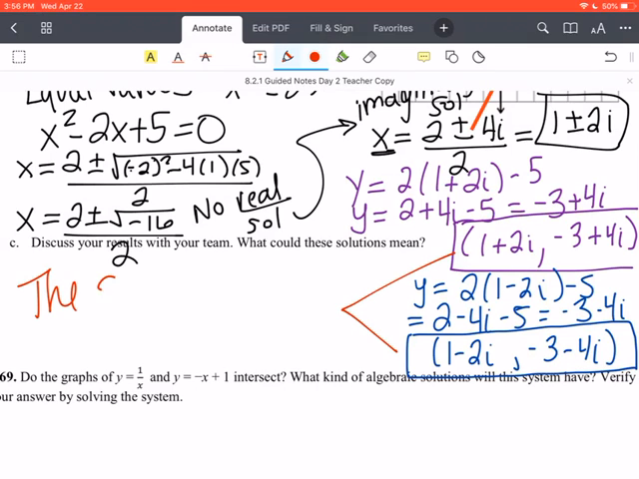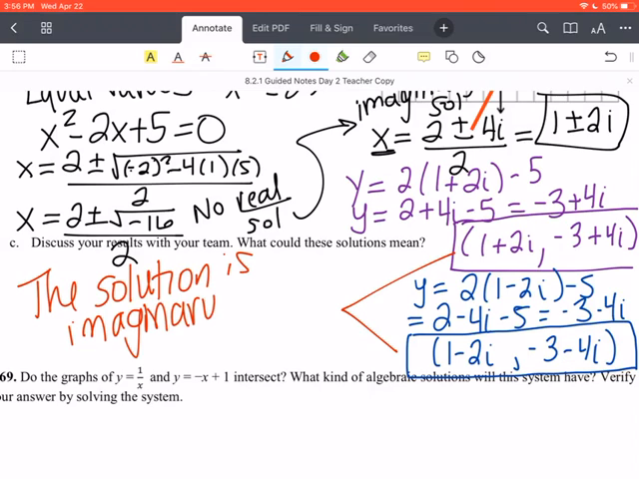The solution is imaginary. If things don't cross, if things don't touch each other, then you know the solution is not seen on a graph, and that's why we use the word imaginary. Anything with i involved is not going to be present on the graph.